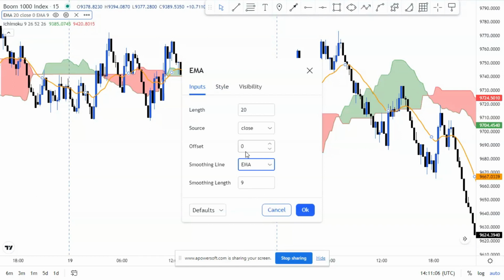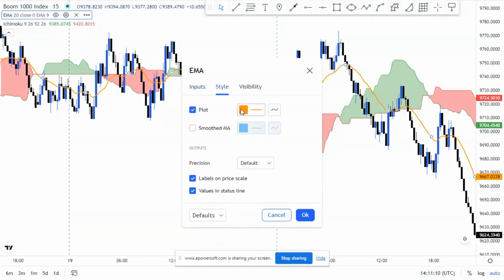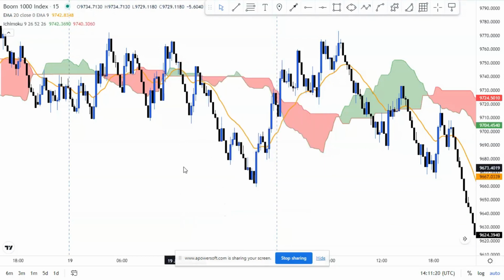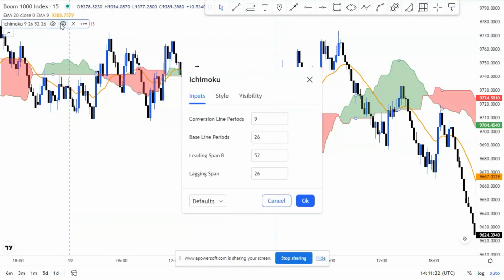Then here it is an EMA. You get the exponential moving average, and the color is orange. So exponential moving average, period 20, apply to close, and that's it. And then we are going to go on the Ichimoku.